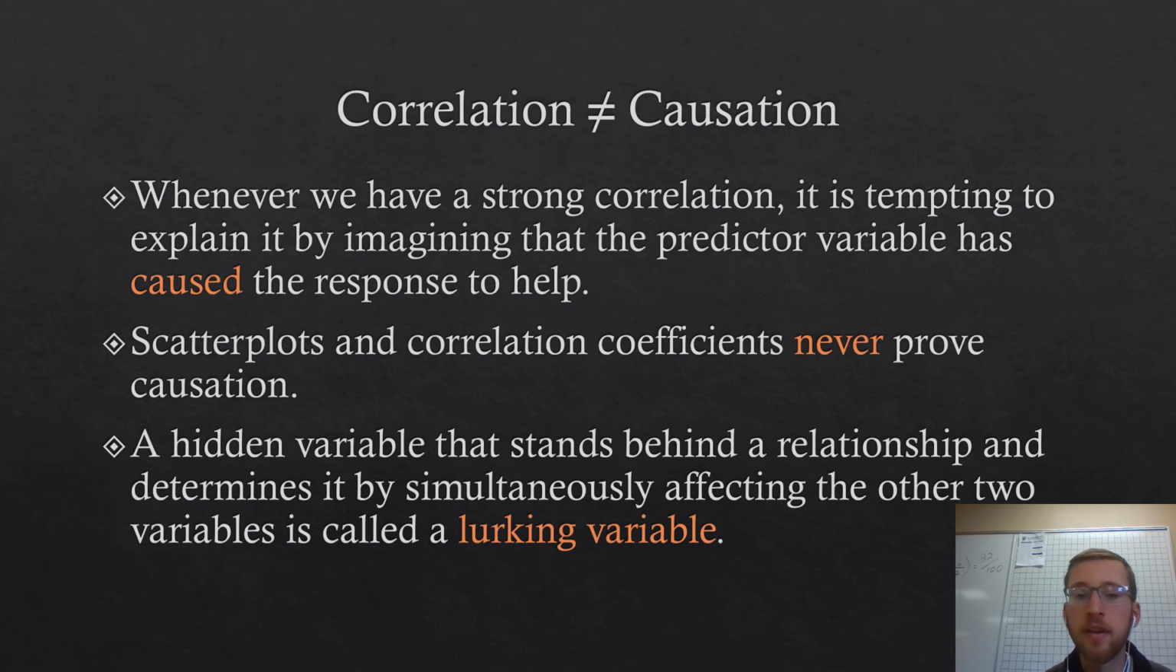If we ever have a hidden variable that stands behind the relationship and determines it by affecting the other two variables, it's called a lurking variable, okay? That's where you're only accounting for two variables on your scatter plot, but there's some third variable that is the true reasoning behind why we're seeing a positive or a negative pattern in our scatter plot. And we'll see an example of that here in a moment.